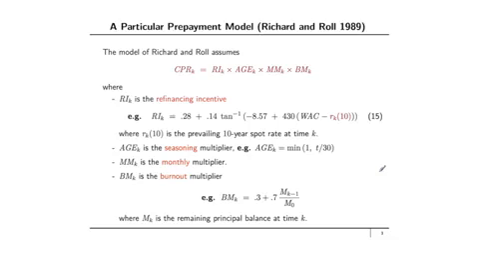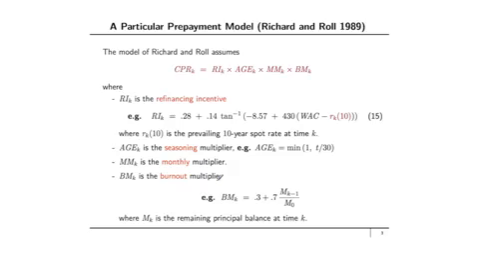It looks very complicated, but I don't want anybody watching this video to think that they need to understand everything inside here. The idea is just to give us a sense of how one might go about constructing a prepayment model, and in particular a model for the CPR. So this model of Richard and Roll assumes the following. They assume that the CPR at time k is equal to the RI, which is the refinancing incentive, times the age, which is the seasoning multiplier, times the MM, which is the monthly multiplier, times BM, which is the burnout multiplier. Now, what are all of these factors?